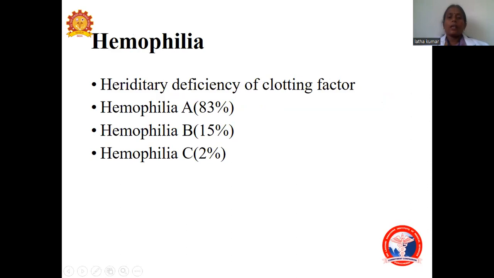The next one is hemophilia, which is due to hereditary deficiency of clotting factors. There are three types: hemophilia A, B, and C. Hemophilia A is 83%, hemophilia B is 15%, and hemophilia C is 2%.